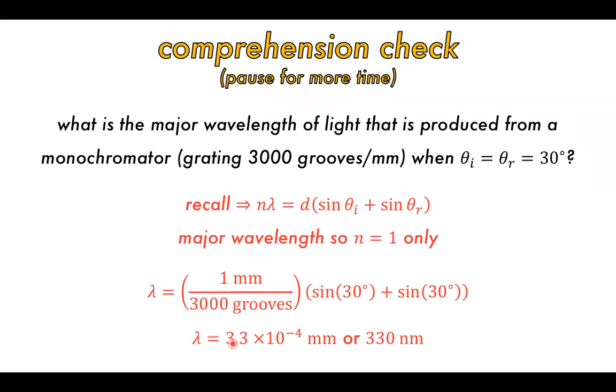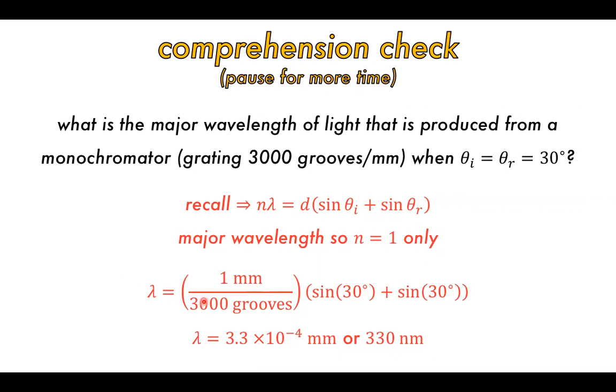This is to do with a diffraction grating type monochromator. We recall our Bragg's law equation, where n lambda is equal to d times sine theta of the incident light plus sine theta of the reflected light. We're talking here about the major wavelength, so we're looking only at n equal to 1, the first order diffraction. That means we can fill in our equation. So 1 times lambda; we've omitted the 1 here because n is equal to 1.